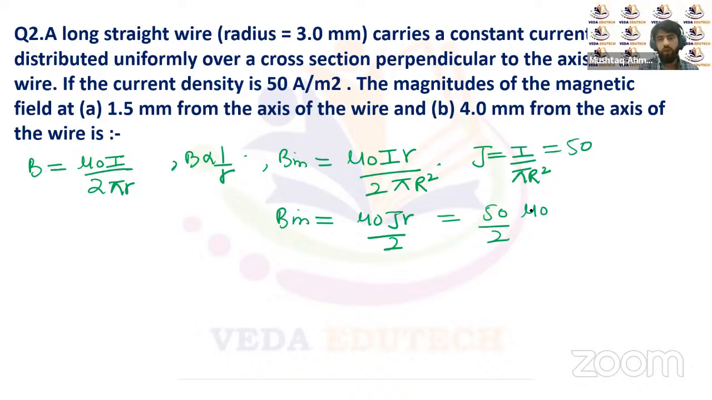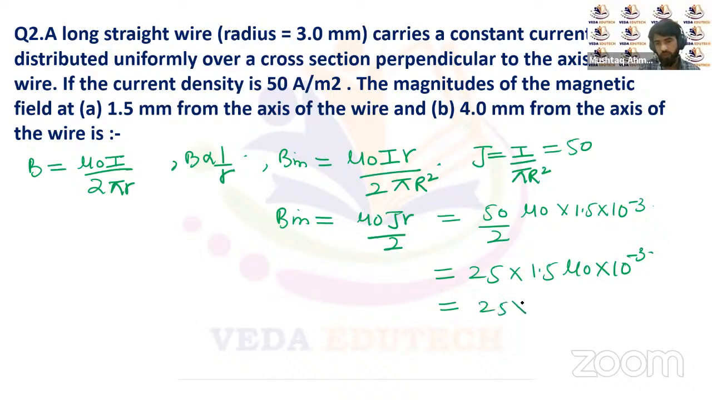Now the value of r for the inside point is given as 1.5 mm. We can write it as 1.5 into 10 to the power minus 3. So it will be 25 multiplied by 1.5 into mu naught multiplied by 10 to the power minus 3. So from here, the value of the magnetic field will be 25 into 1.5, and substituting the value of mu naught, that's 4 pi into 10 to the power minus 7, that will be 10 to the power minus 10. So this much will be the magnetic field inside the wire.